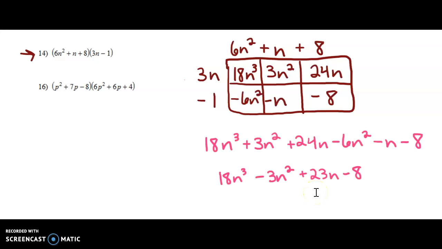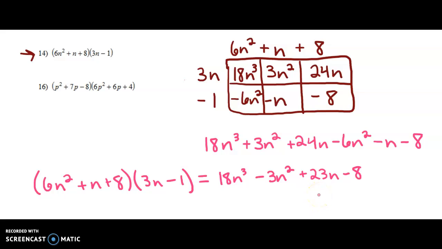And when you multiply everything together, complete your area model, pull those terms out, combine any like terms, you should get what I have here at the bottom. And again, I want to remind us how we got to this place, this 18n cubed minus 3n squared plus 23n minus 8, is by multiplying 6n squared plus n plus 8 times 3n minus 1. Right? One factor times another gives us this long polynomial.